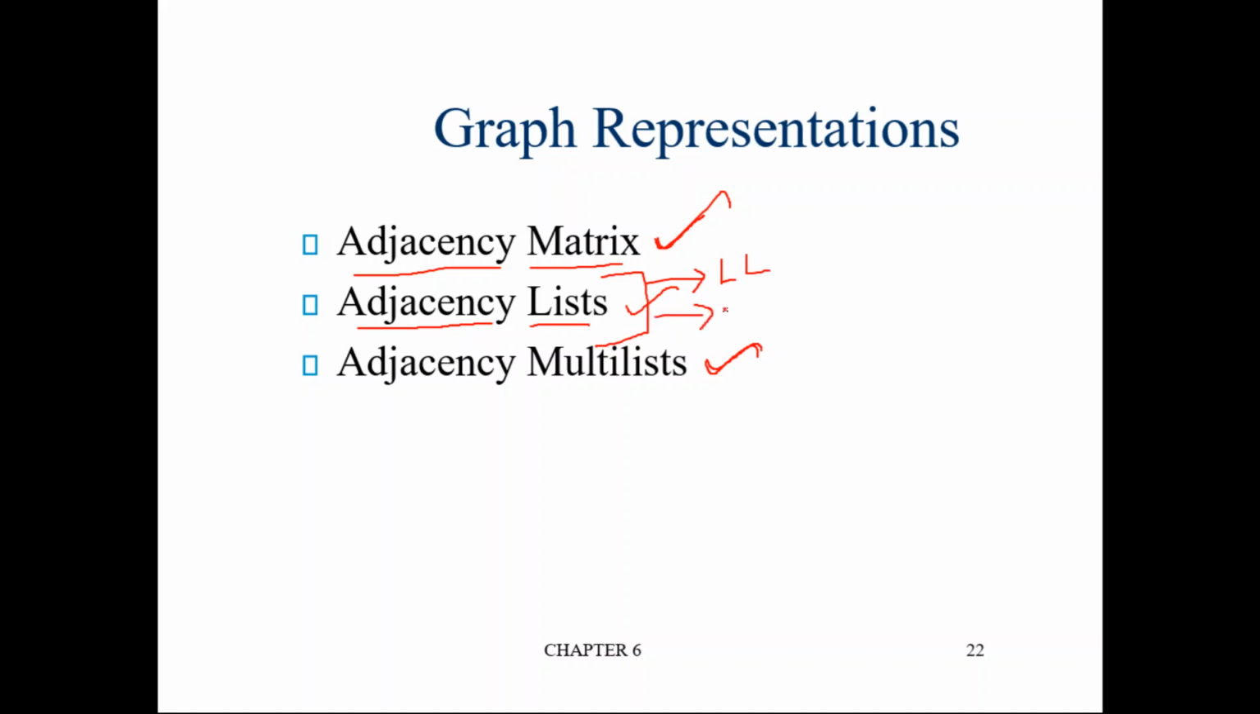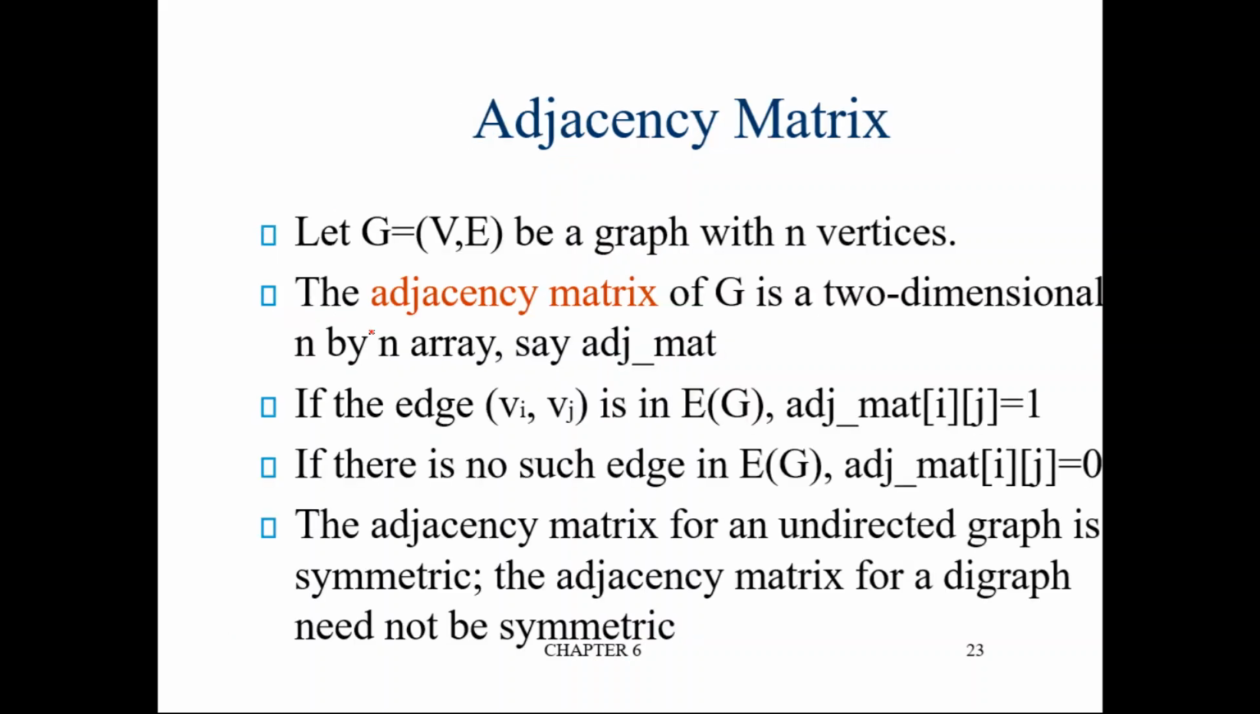Okay. The adjacency list representation can happen in two ways, either by using linked lists or by using arrays. So both techniques we will be discussing, right? So this is the objective of this lecture. We are going to discuss how graphs can be represented in these three styles: adjacency matrix, adjacency list, and adjacency multi-list. Okay, fine. Without wasting time, we'll jump. So first we'll discuss adjacency matrix.